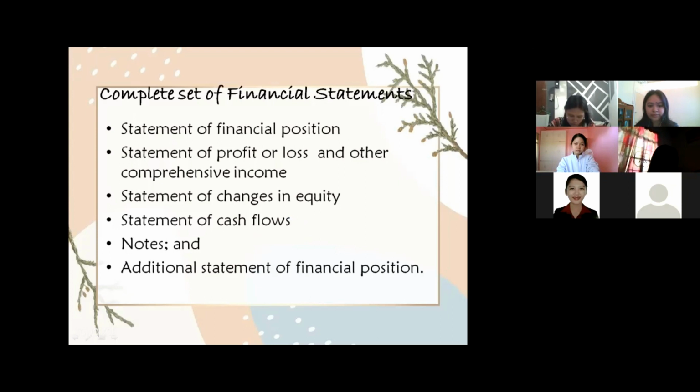Pang-apat, a statement of cash flow for the period. And pang-5, notes comprising a summary, significant accounting policies, and other explanatory information, and a statement of financial position as at the beginning of the earliest comparative period when an entity applies an accounting policy retrospectively or makes a retrospective restatement of items in its financial statement, or when it reclassifies items in its financial position.